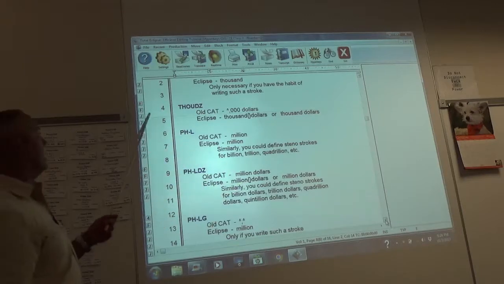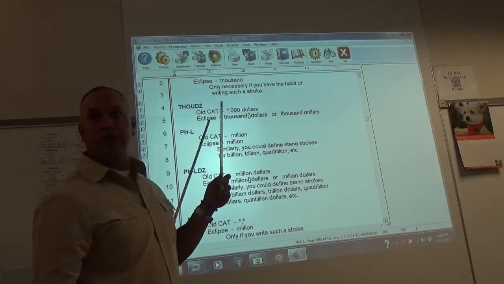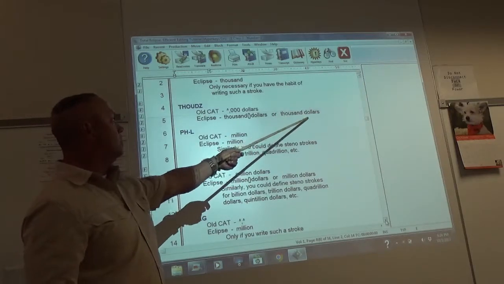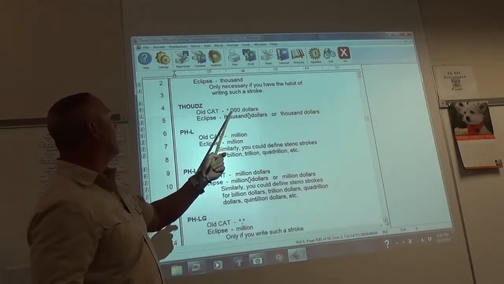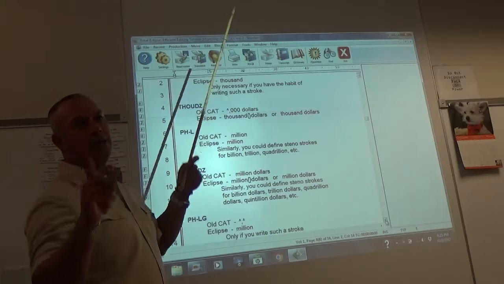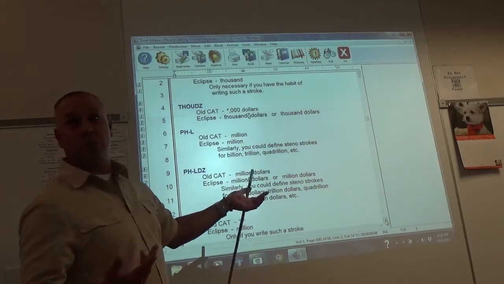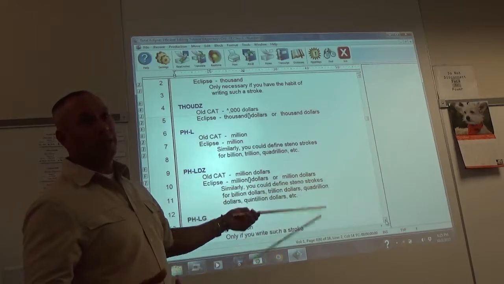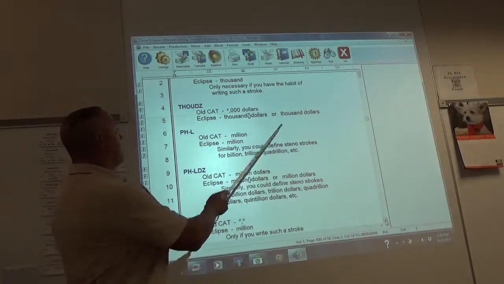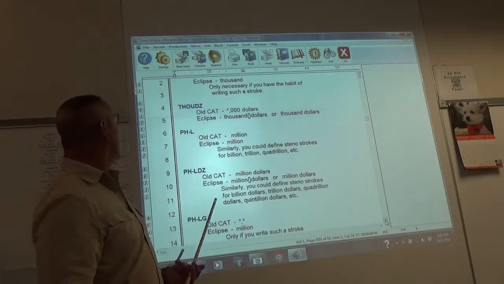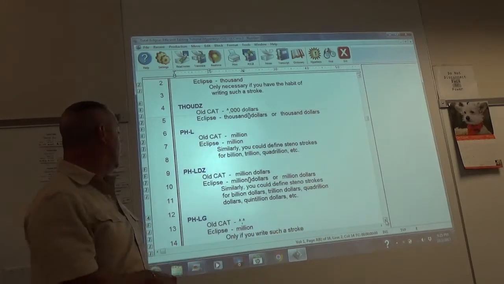So the same thing with this. If you do the THOUDZ, $1,000, that's it. You don't have to do the caret apostrophe $000. That's how we used to do it. Holy cow, it's so much easier now with this software. It's thinking ahead.